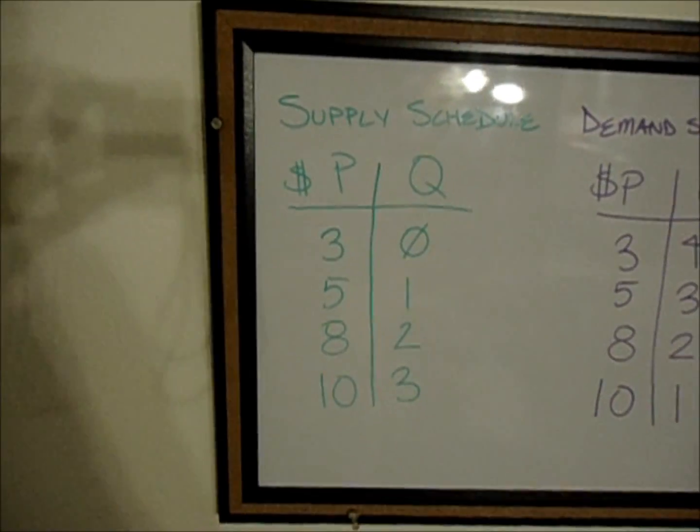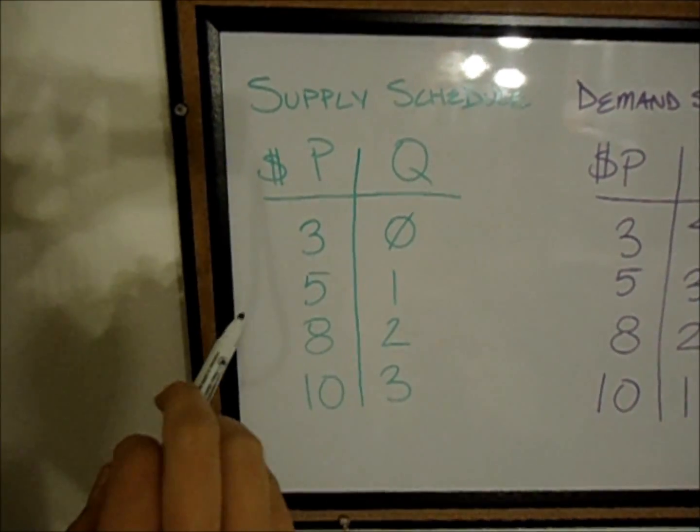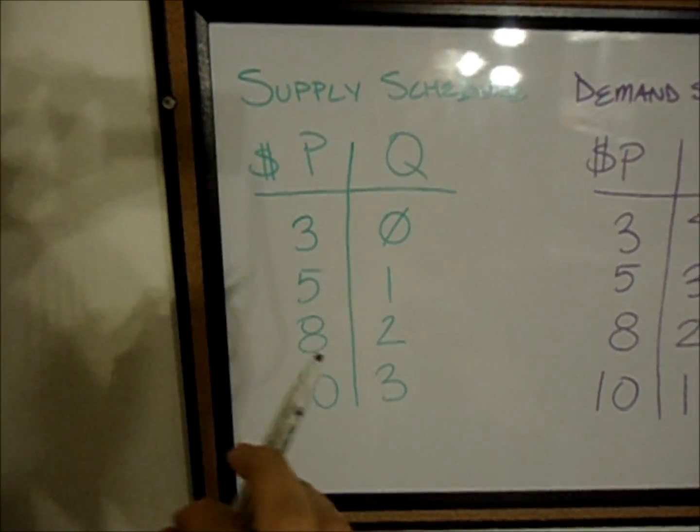Let's look at the supply side. The supply is the people willing to work. At $3, 0 people are willing to work. $5, 1 person is willing to work. $8, 2 people. $10, 3 people.